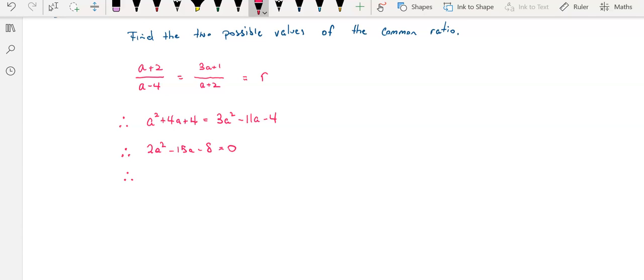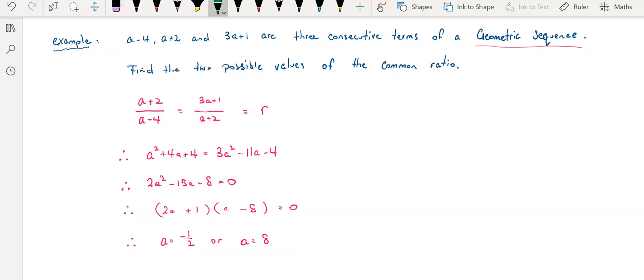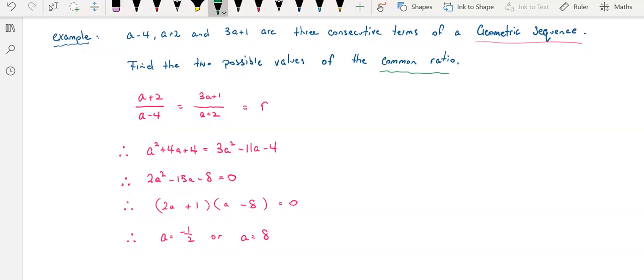Okay, I'm now going to factorize. I can see I've got a 2a and an a that are going to be my leading terms, multiplying to negative 8. So I'm thinking minus 1, a negative 8 in here will give me negative 16, and plus 1 in here gives me negative 15. I've got my product to minus 8, so that looks good. So I now have a equaling negative 1/2 or a equaling 8. All right, so they're my possible values for a, but I'm after my values for r, the common ratio.